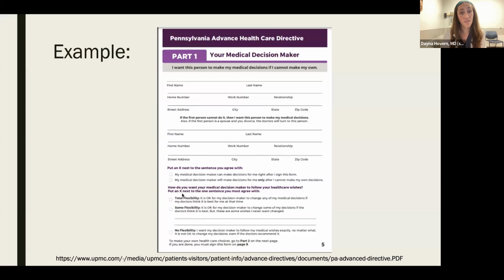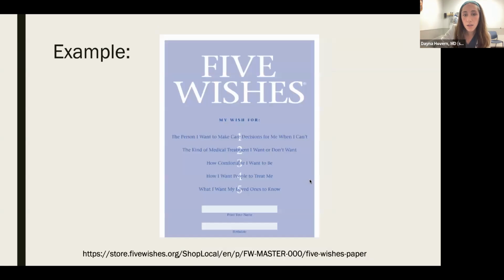And this one breaks it down really specifically. So this one says, like, your medical decision maker can have total flexibility, some flexibility, and then actually page 2 of this, which I did not include, but you can find it online, is where it goes into the medical therapies that you'd want. And then let's take a look.